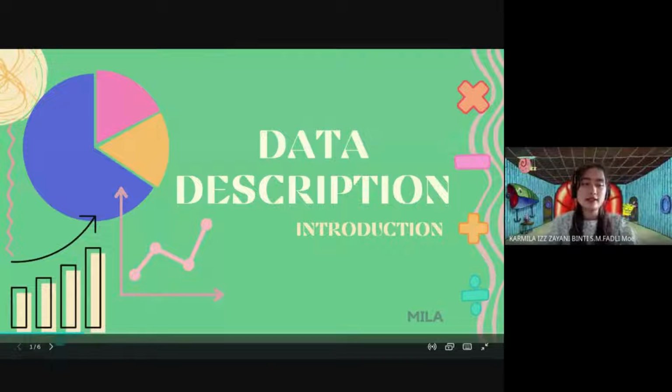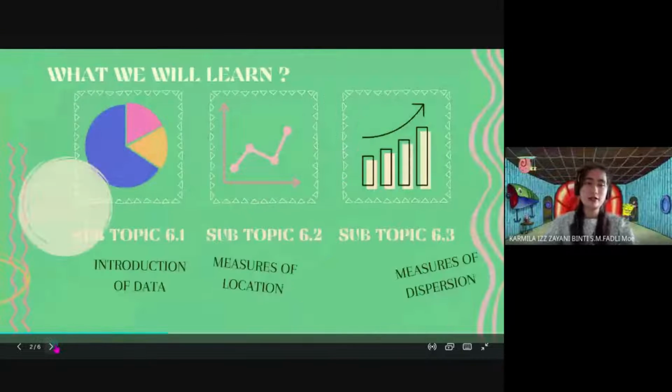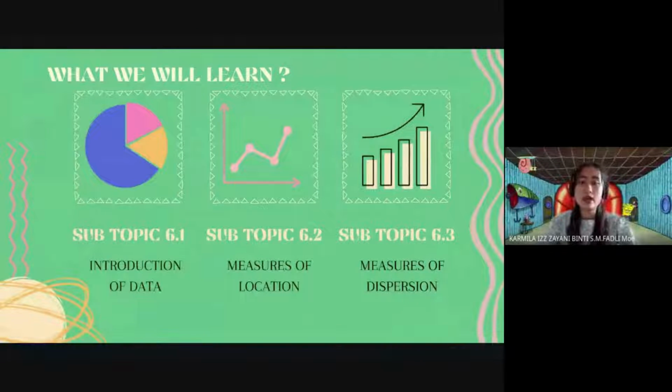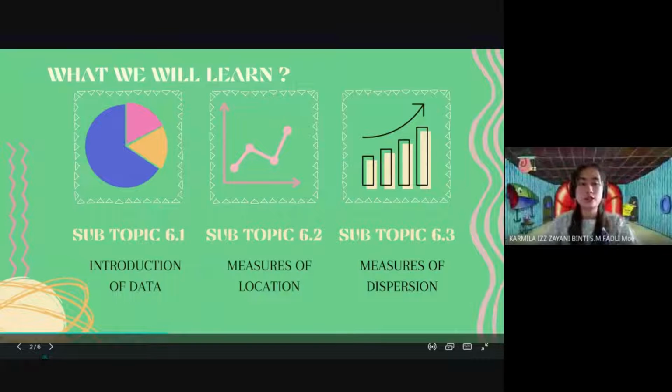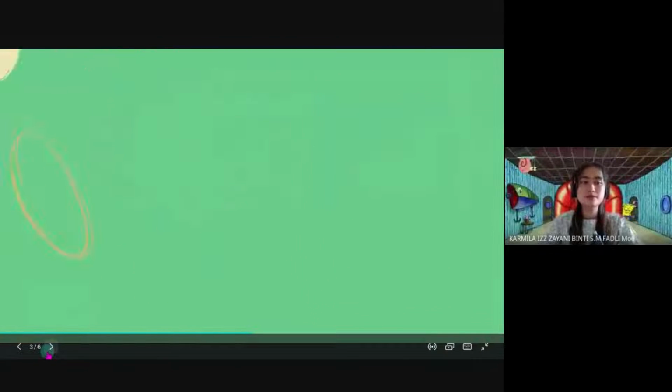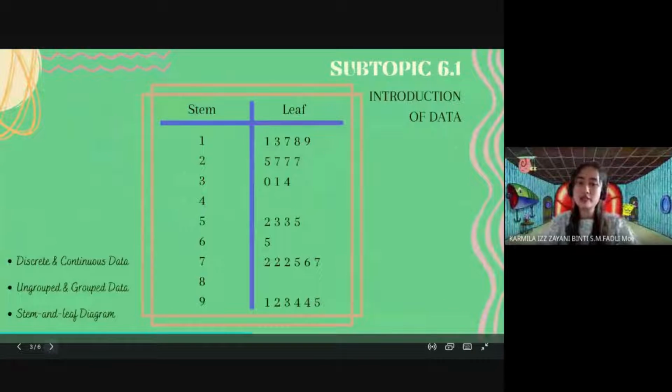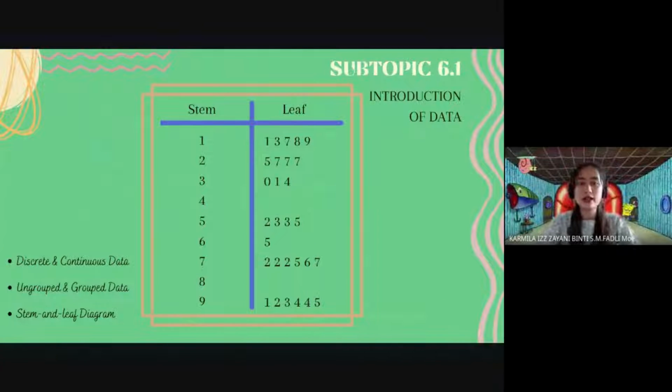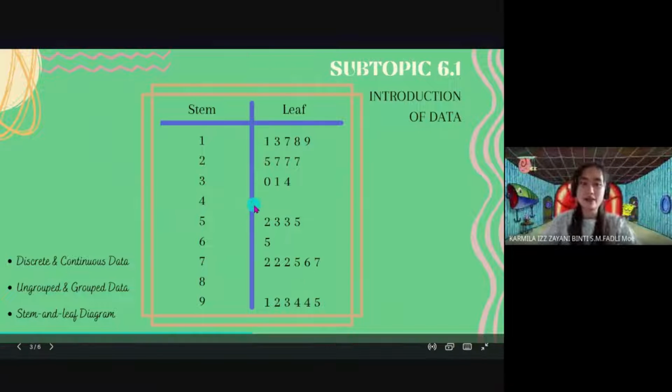So let's get started on what we're going to learn in data description. In Chapter 6, we have 3 subtopics: 6.1, 6.2 and 6.3. Subtopic 6.1 is introduction of data, subtopic 6.2 is measure of location, and the last subtopic is measure of dispersion. In subtopic 6.1, we're going to learn about discrete and continuous data, ungrouped and grouped data, and also the stem and leaf diagram. So this is the diagram.